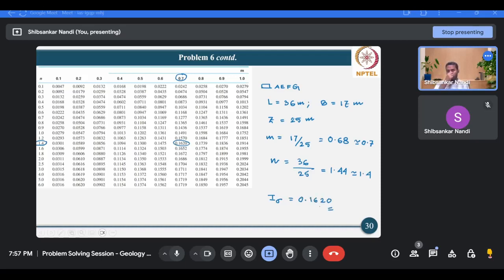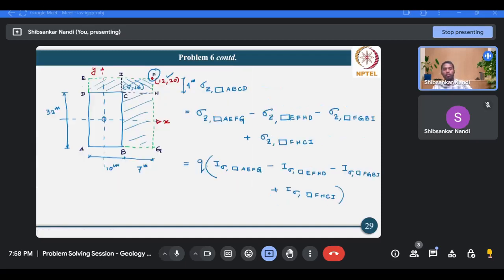Okay, so in this fashion you can get the stress influence factors for all these rectangles, and once you know the stress influence factors for all these four rectangles, you can substitute those values in this expression. You can substitute the value of the vertical load intensity. So using this equation you can get the value of sigma z for the rectangular loaded area at coordinate 12, 20 and at a depth of 6.